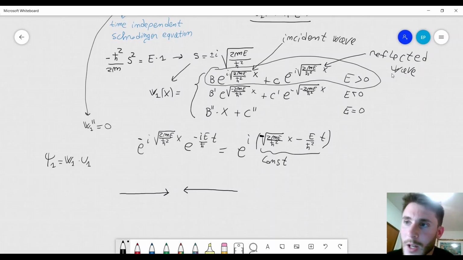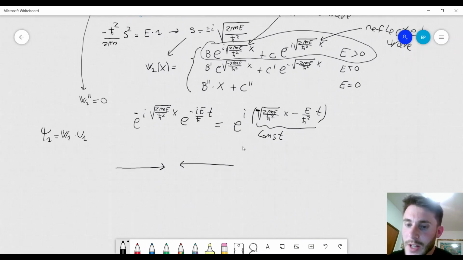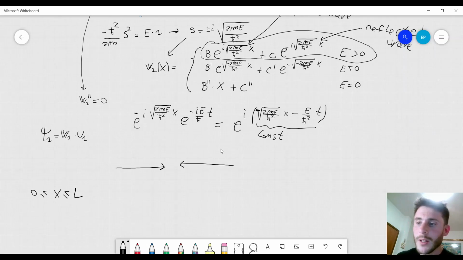Okay, because when the wave is incident upon the barrier, then the barrier is going to reflect the wave, and some part of the wave is going to penetrate the barrier. Okay, so this is what we will see also in the solution for the second zone. Remember that we also have to solve the Schrödinger equation in the second zone, where x is between 0 and L, and we will do it next time.